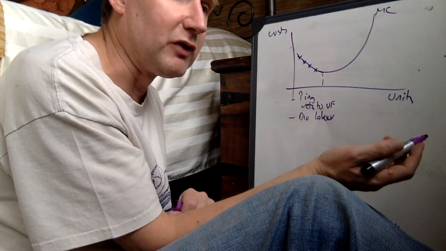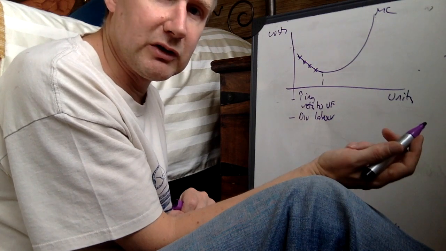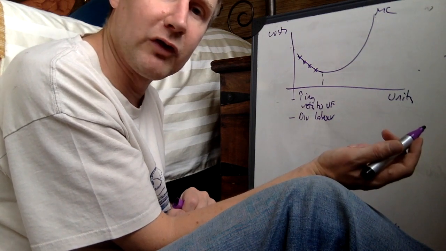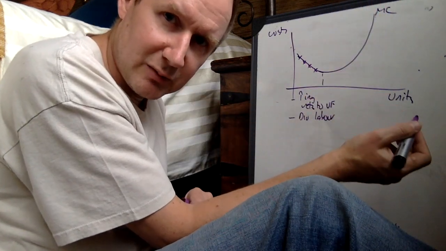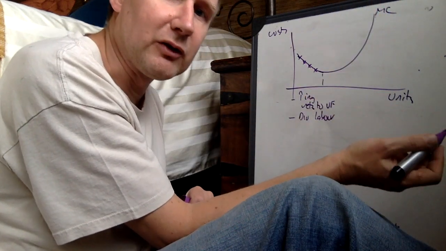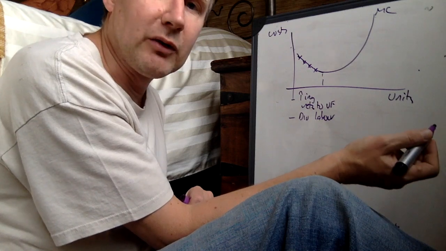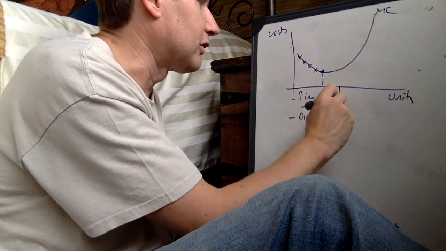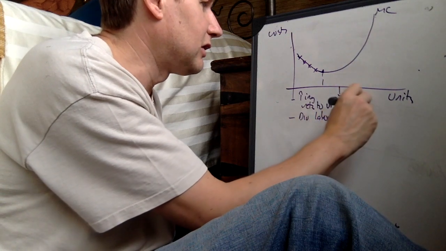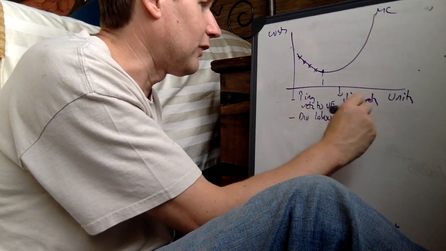I now employ somebody for 10 quid and they make me only 2 units. Well, each one of those units is costing me a fiver. So the additional cost is starting to rise, and generally that's because the fixed factor of production, the land or the capital, there's just not enough of it to go around. So therefore, after the minimum point of marginal cost, we have diminishing returns to the variable factor.